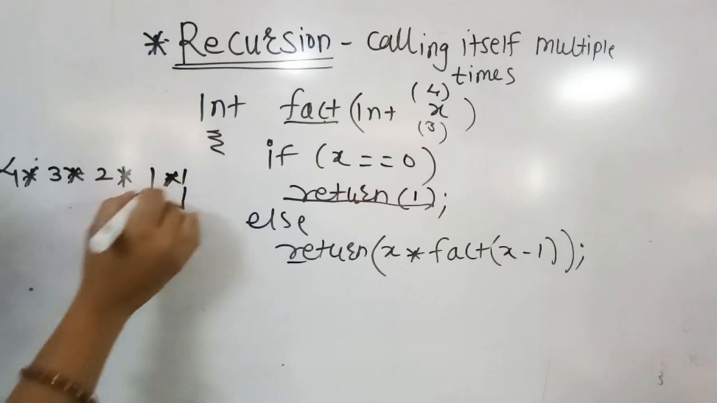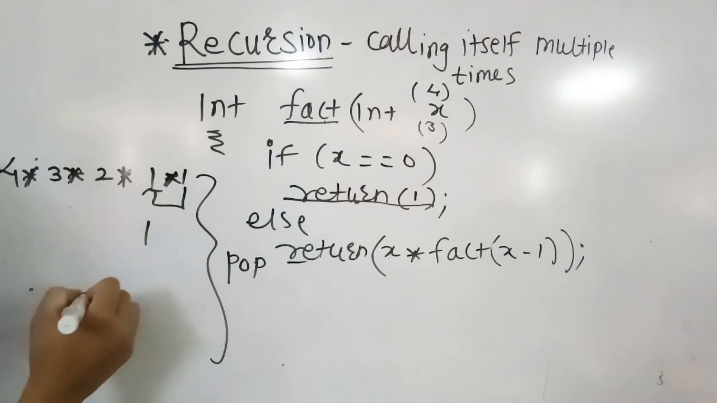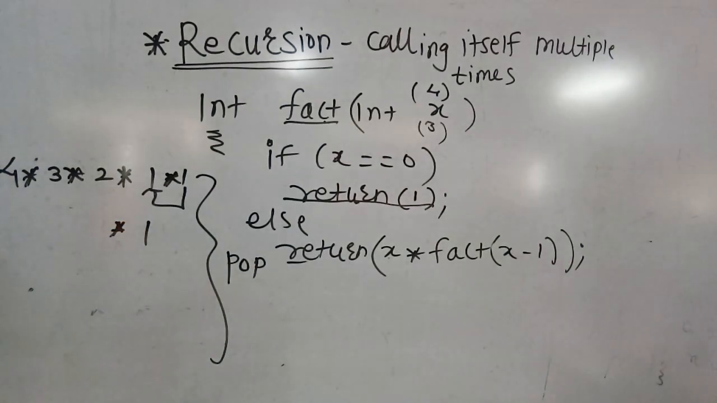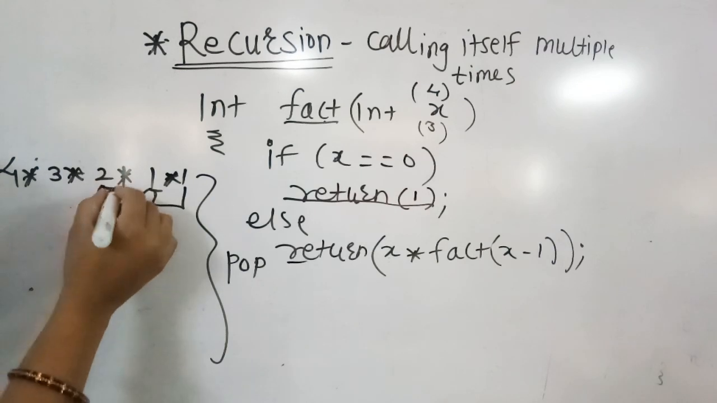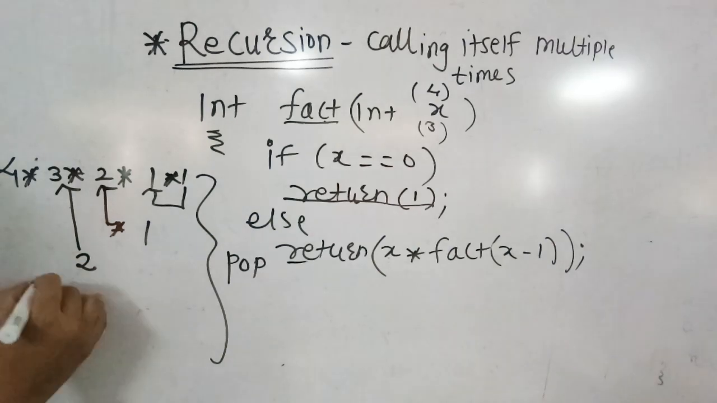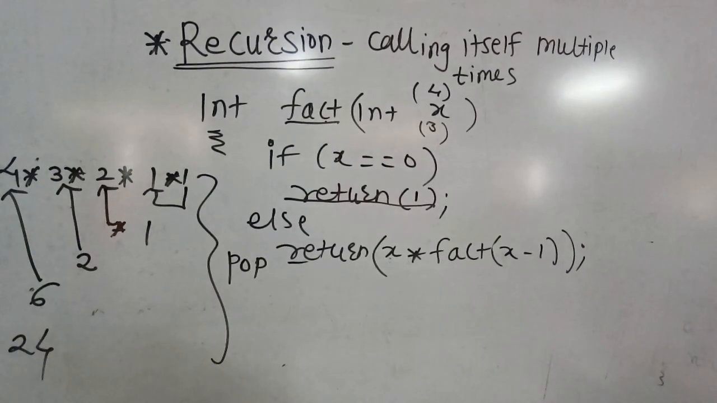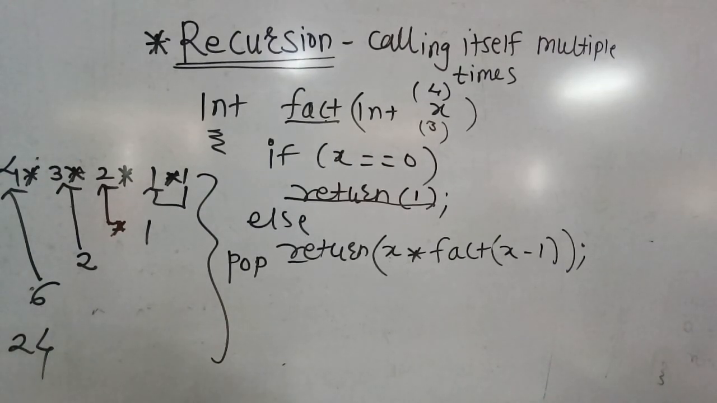Then here two numbers are popped, meaning all this procedure is a pop mechanism. 1 into 1 is 1. Again it will multiply with 2, that is 2. Again it will multiply with 3, that is 6. Again it is multiplied with 4, that is 24. Now this is the mechanism: by using the stack we can push the elements into the stack, then after the pop mechanism we can calculate, and this is the mechanism behind how to use a recursive call with the help of stack mechanisms.